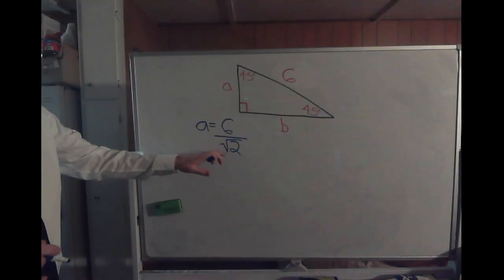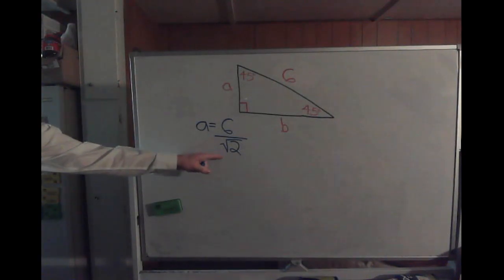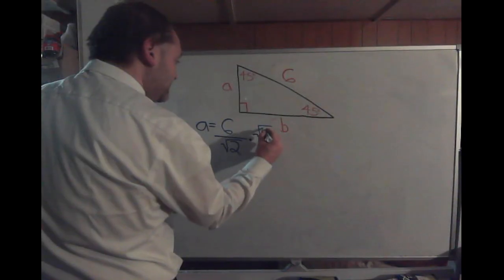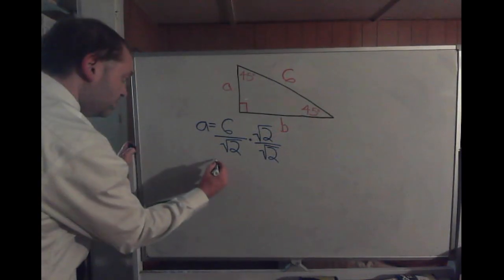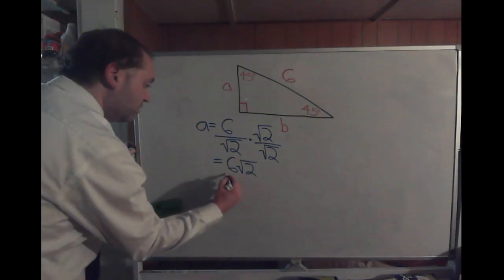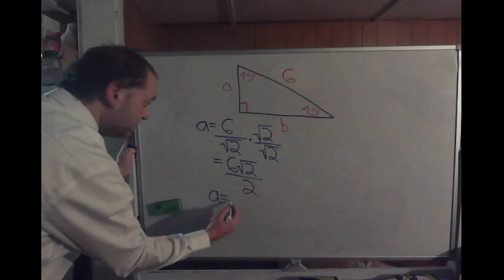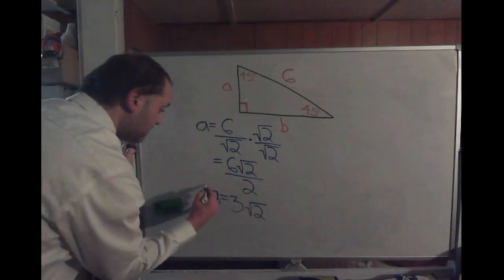If we remember from Algebra 1, we want to rationalize the denominator and get rid of that square root in the denominator. So you'll multiply both numerator and denominator by that square root of 2, which would then make this equal to 6 times the square root of 2 over 2, which means A would have a length of 3 times the square root of 2.